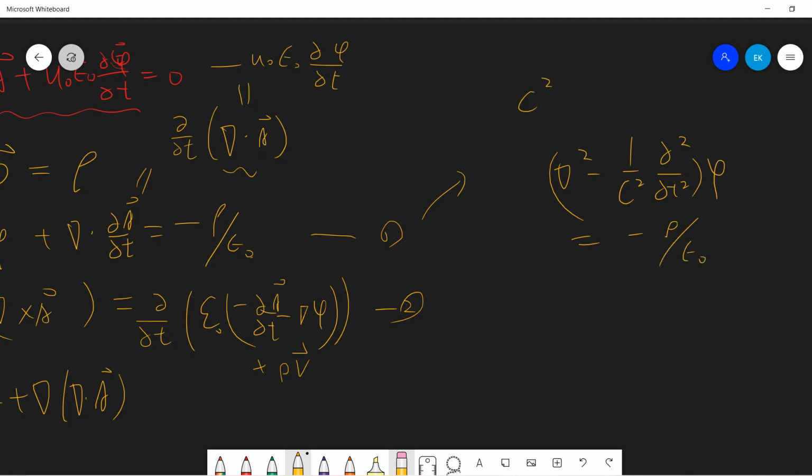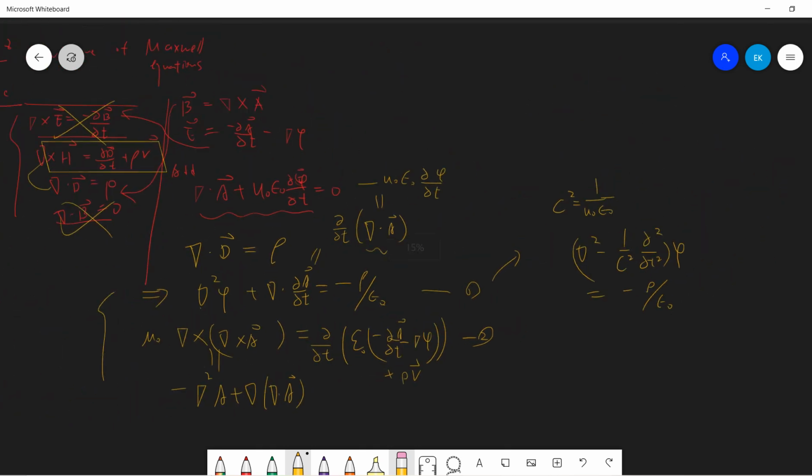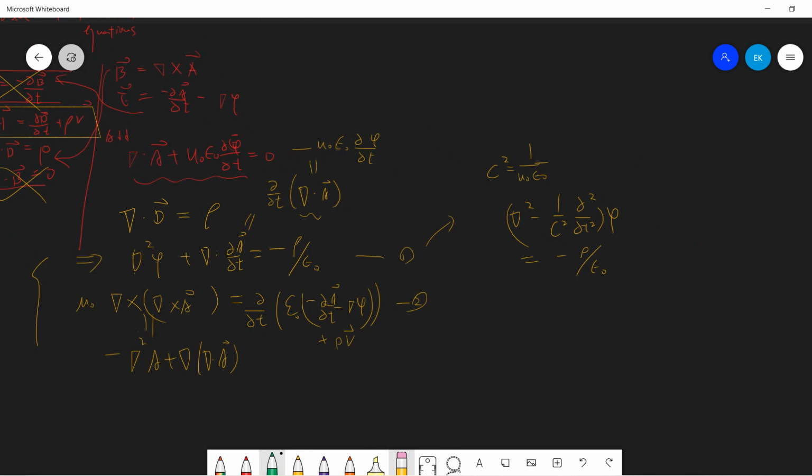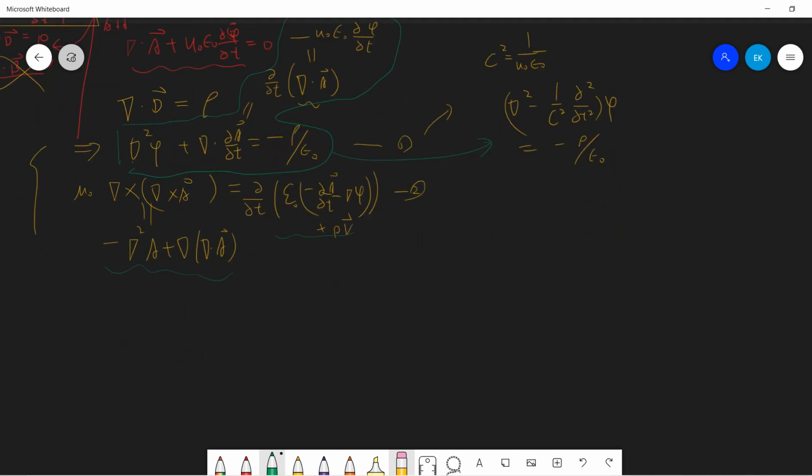And why do we have this? Because I use c squared equals 1 over mu 0 epsilon 0. So you see, for the first one, since you denoted this, this becomes this. You just pull out the coefficient and you get this. For this one, it's a little bit large, but still don't worry, let's try to do it step by step.